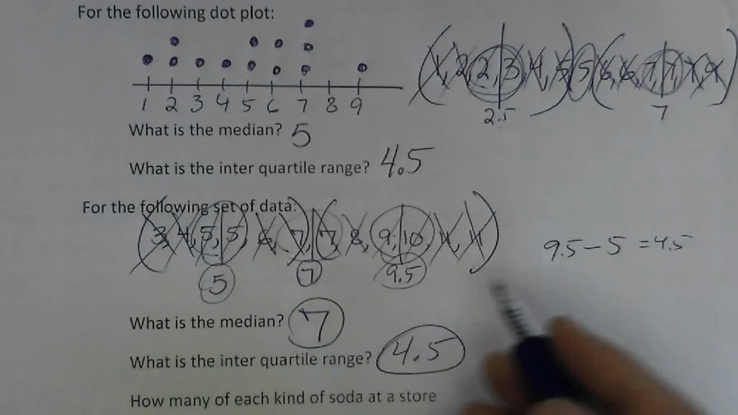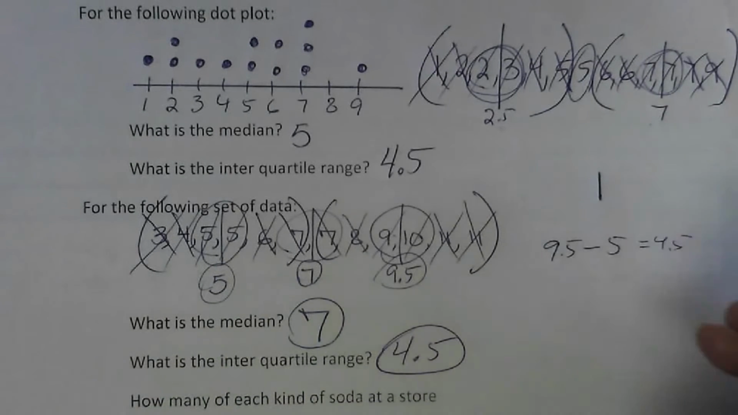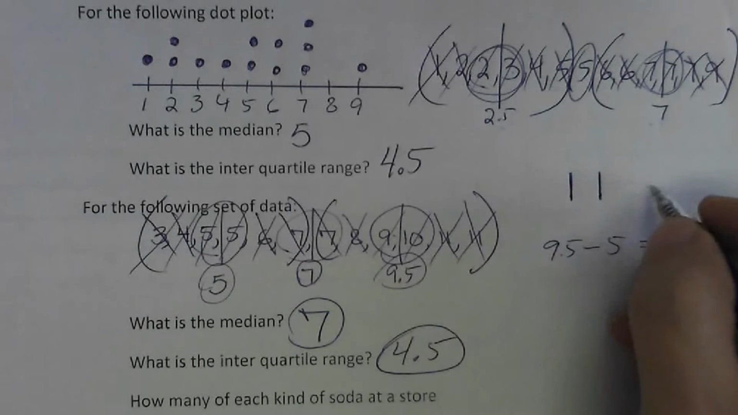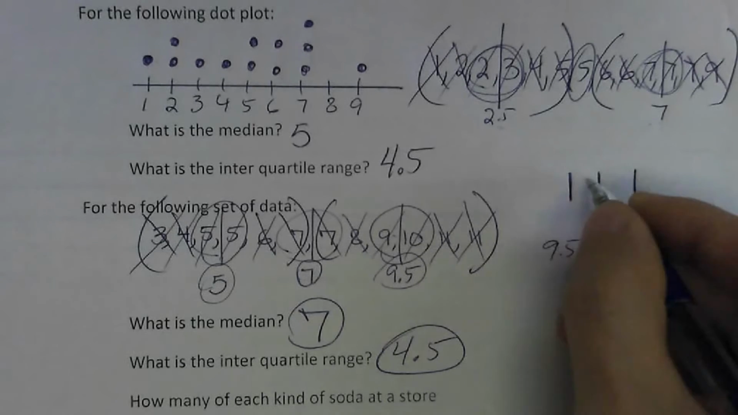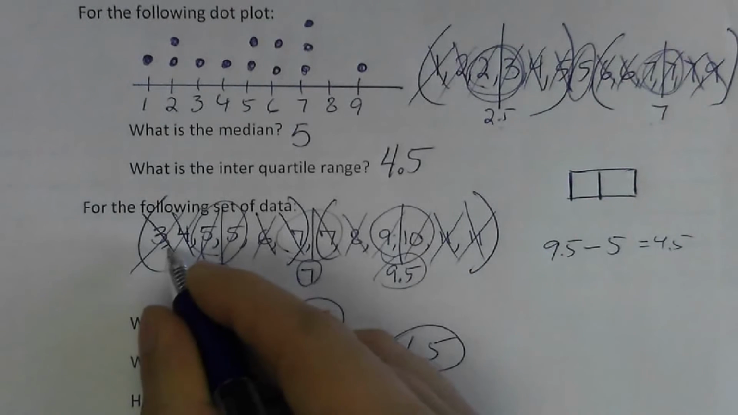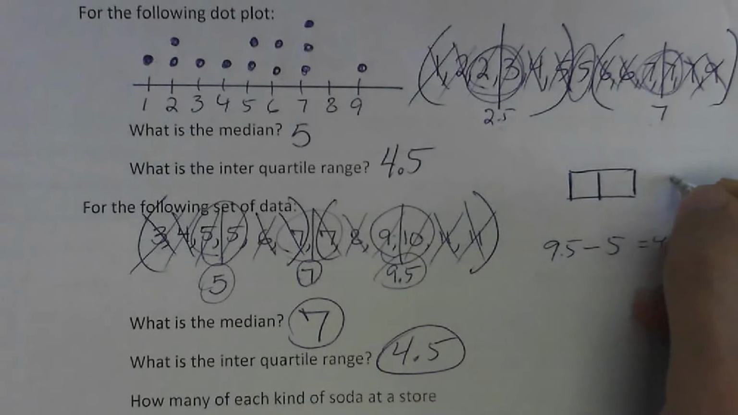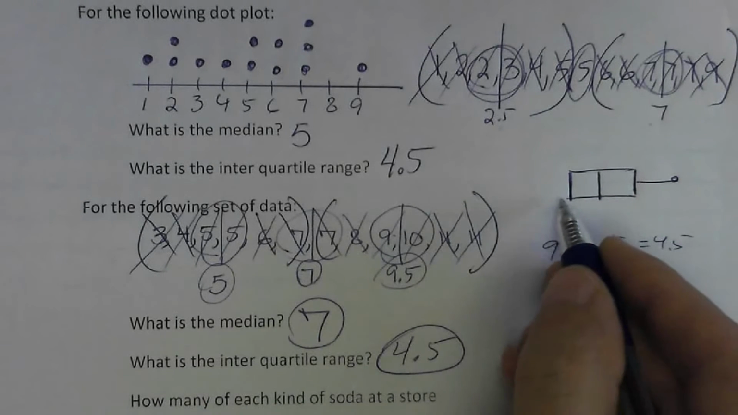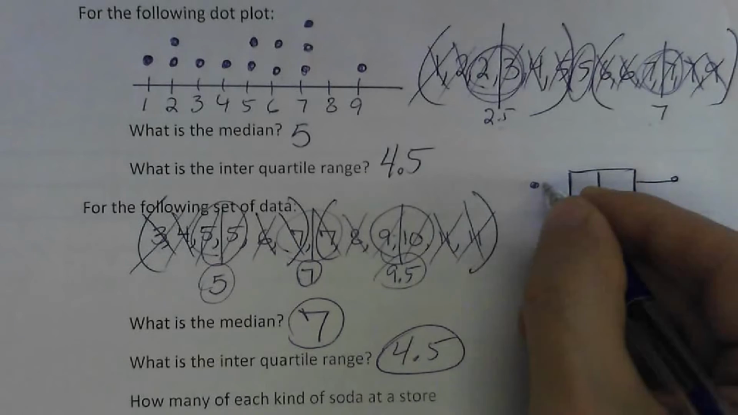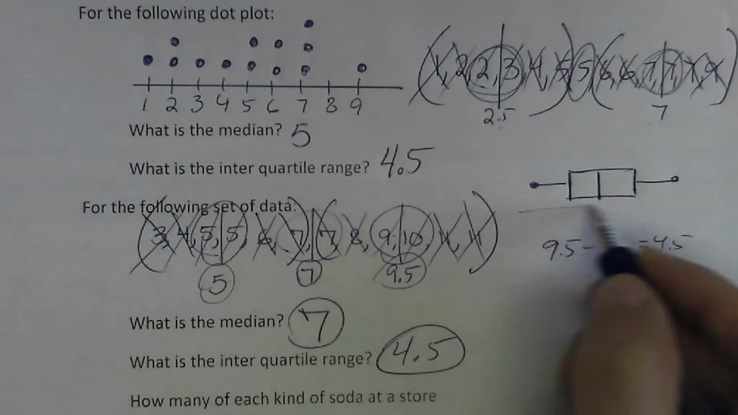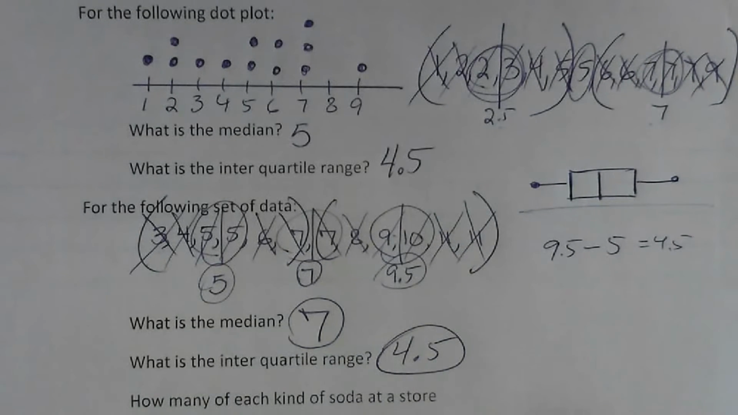Now, if you were going to make a box and whisker plot for this, the 7 would be the middle line, the 5 would be the line on the left, and the 9.5 would be the line on the right. The whisker would go to the lowest and greatest numbers. So I'd have a whisker there for 11, and I would have a whisker over here for 3. Of course, you would have a number line and have to label it accordingly.